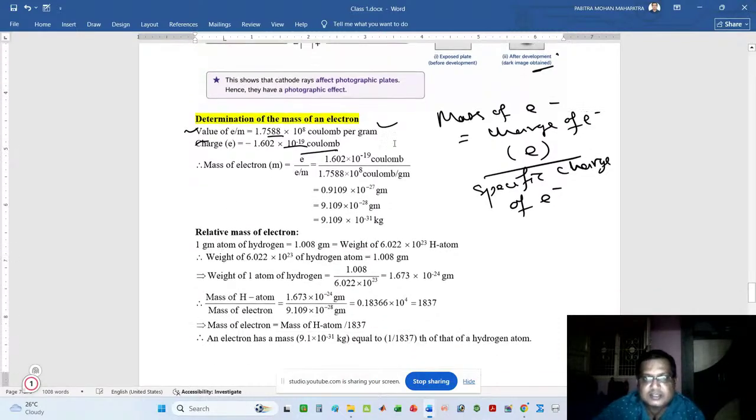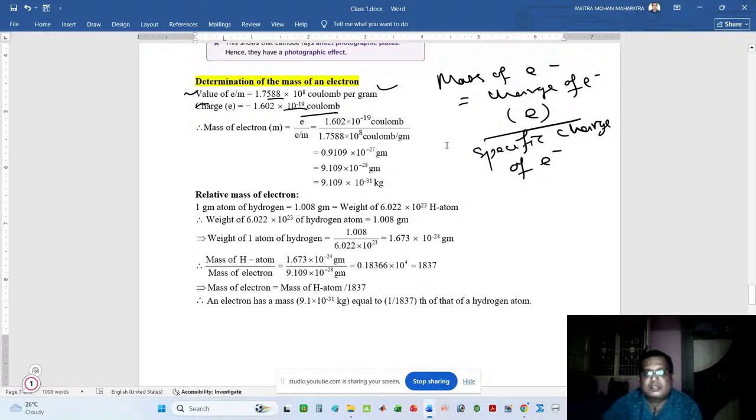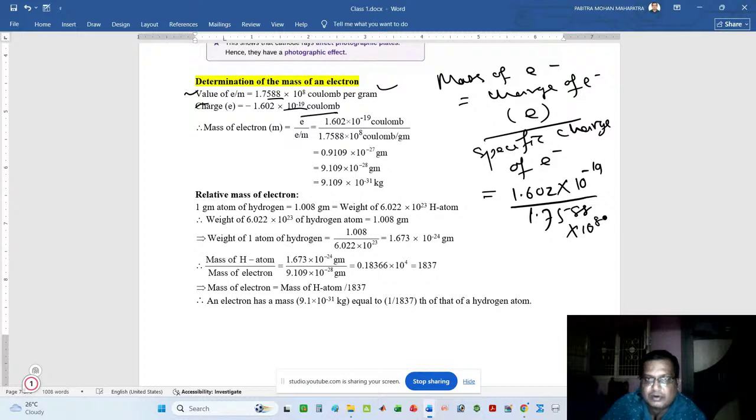So here I can write, the charge of the electron is 1.602 into 10 to the power minus 19 coulomb, divided by the specific charge of the electron, which is 1.7588 into 10 to the power 8 coulomb per gram. Look at that. Here the charge of the electron is e. Specific charge of the electron means e by m.